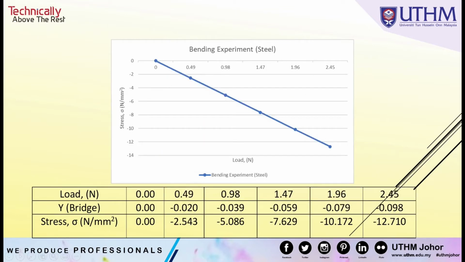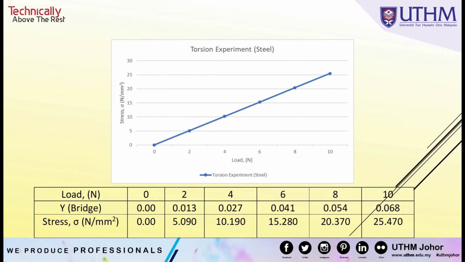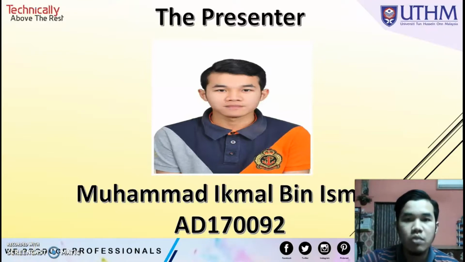Next is the table and graph recorded for the bending experiment. The graph shows the result is directly proportional with a negative slope. And lastly, the torsion experiment. The graph is directly proportional and has a positive slope. That is all for the result of the experiment. Thank you.